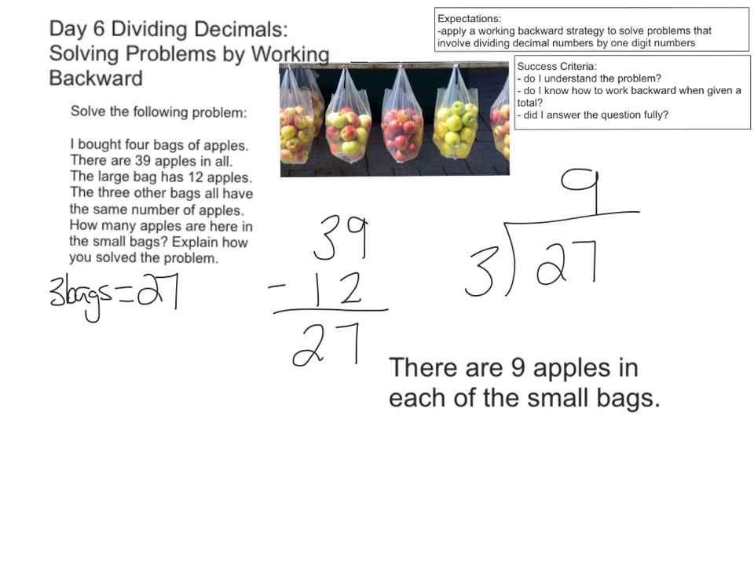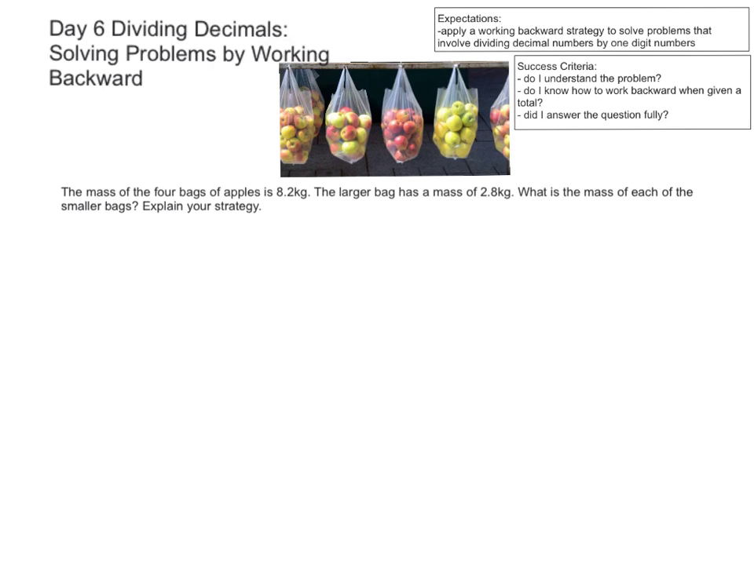Now, it's our job to look at a problem and work backwards with decimals. So now let's try solving a similar problem that involves decimal numbers. So let's say that the mass of the 4 bags of apples is 8.2 kilograms. The larger bag has a mass of 2.8 kilograms. What is the mass of each of the 3 smaller bags? And then explain your strategy.